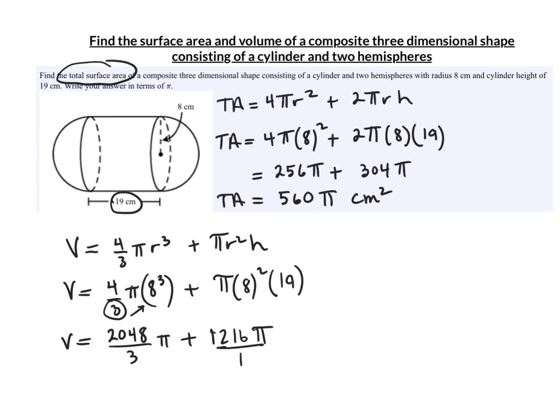So all you need to do is punch this into Desmos or your calculator and round to the 10th. So this is about 5,964 to the nearest tenth, 0.8, and that would be cubic centimeters.